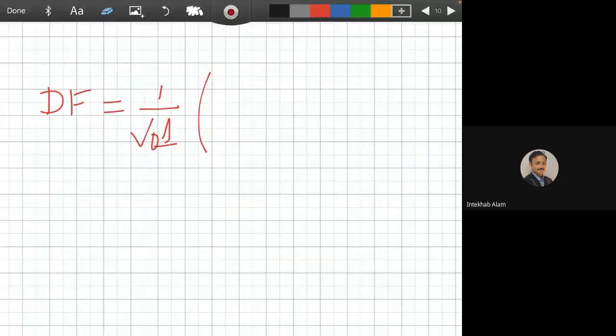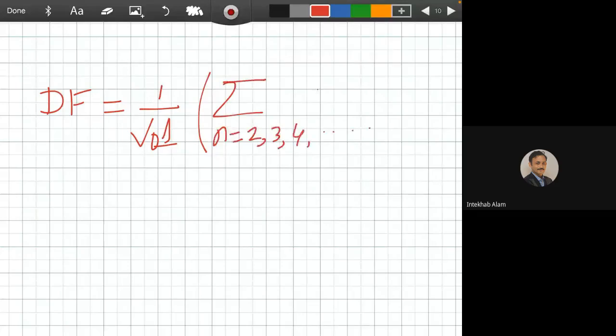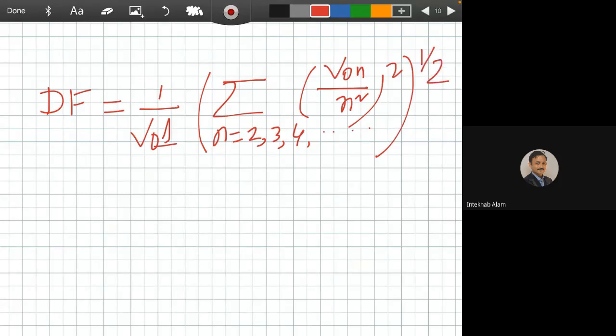Sum n equals 2, 3, 4, and so on, VON divided by n square, then it's squared, and take the root over. Okay, I think now it's understandable. So we are dividing here with n square. N square means it calculates the effect of the higher frequency power. So we are dividing it with n square.